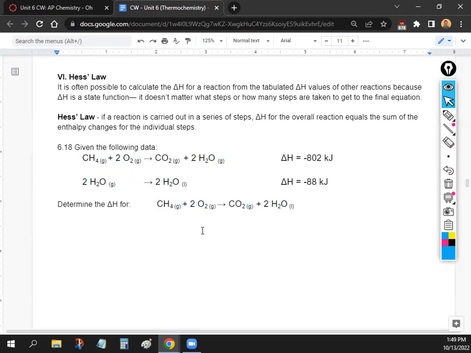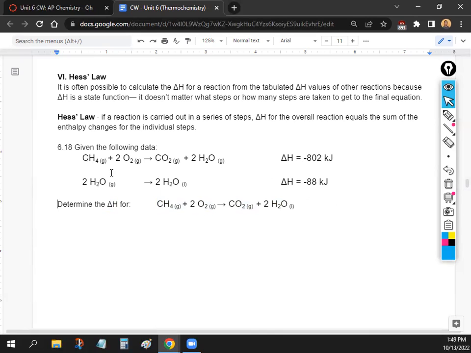Okay, and so what Hess's law tells us is that if there is a multi-step reaction, we can find out the enthalpy change of the total reaction by using the steps that it takes. Okay, and so you're basically combining reactions together in order to find the enthalpy change for a multi-step reaction. Okay, so it sounds a lot more complicated than it is. What we're going to do is just do 6.18 and let's see if you guys can do another one on your own. Okay, so I'll show you how to do this one.